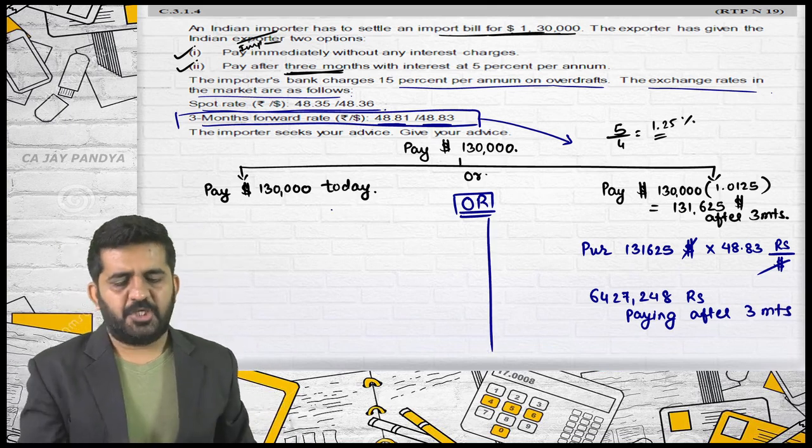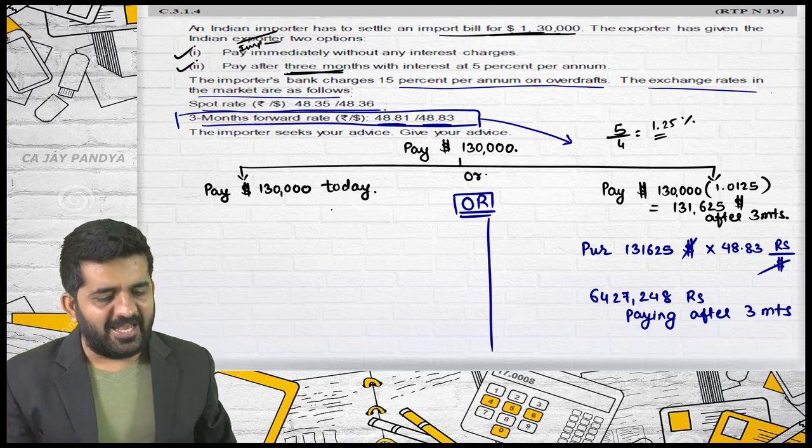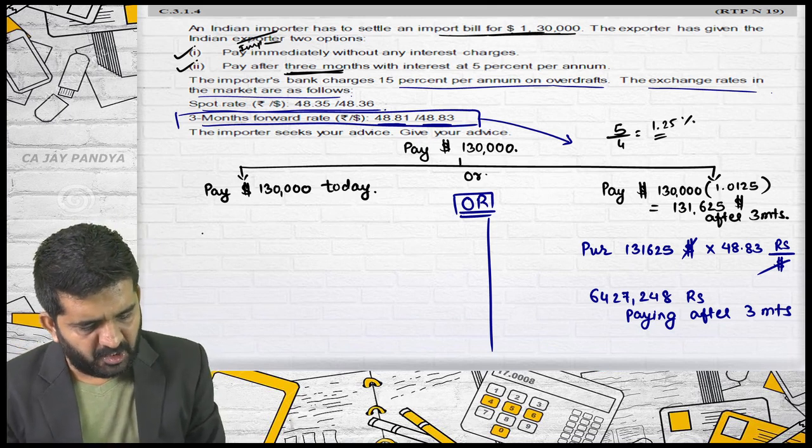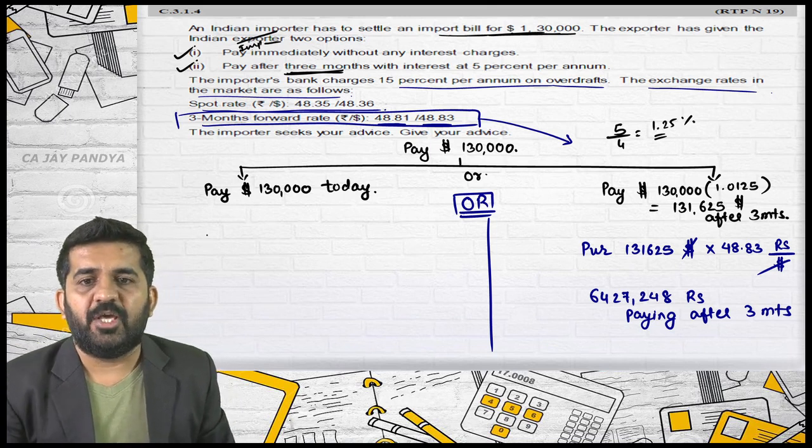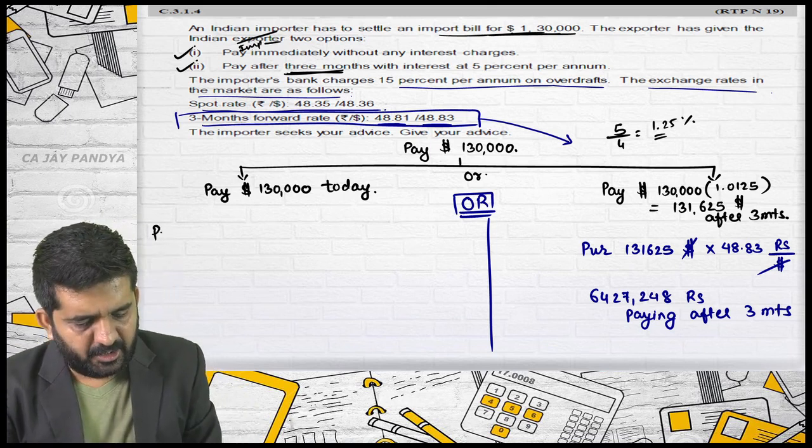Let me go to this option. Pay $1,30,000 today. Mac, you should be online. If you want to pay $1,30,000 today, you will have to purchase dollar or sell dollar.